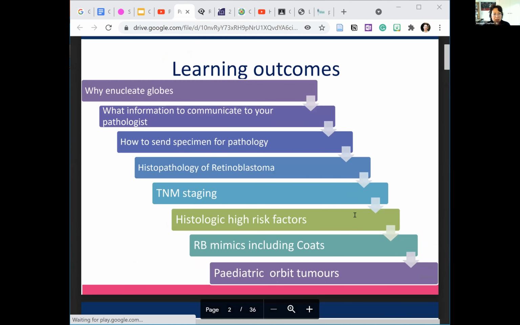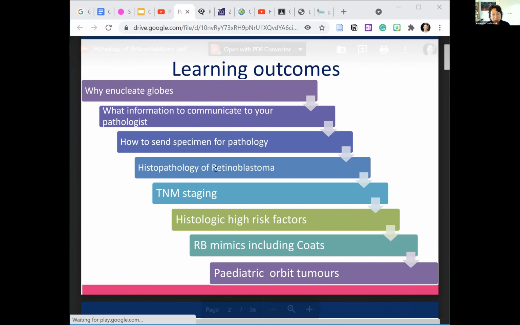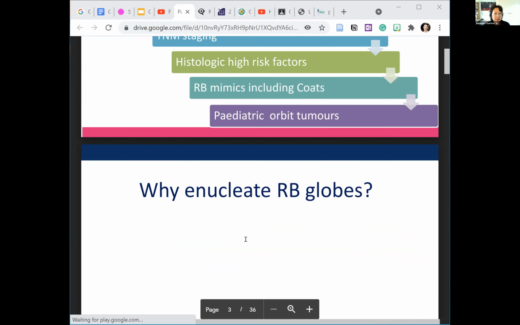So here are our learning outcomes and the topics that I'm going to cover: why, what, how, histo, microscopic, staging, risk factors, mimics, and other things. These are ideal short answer question topics. If you think about it, you can make a question about each one of these things. And that's what you should come back to in the end.